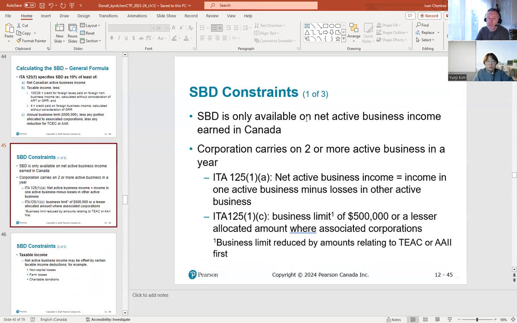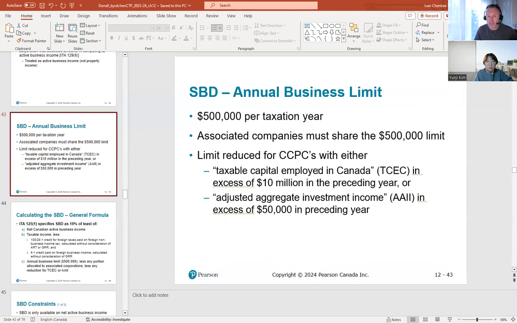It's only available on the net active business income earned in Canada. If a corporation carries on 2 or more active businesses in a year, then they have to share that small business deduction. Net active business income is equal to the income of one active business minus the losses of the other active business. The business limit of 500,000 or the lesser allocated amount applies to the associated corporation. The business limit is reduced by the amount relating to taxable capital employed in Canada and adjusted aggregate investment income.